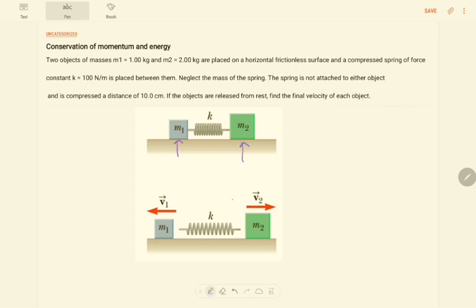There is a spring, and of course there is no physical attachment between the spring and the block, but at some moment they compress the spring by some distance. That's the amount of x.